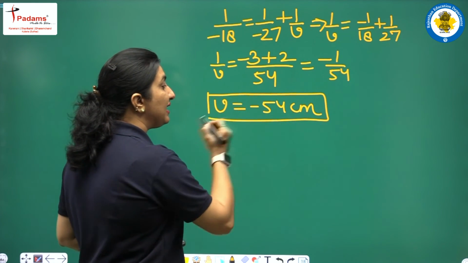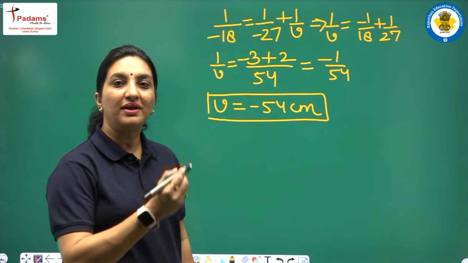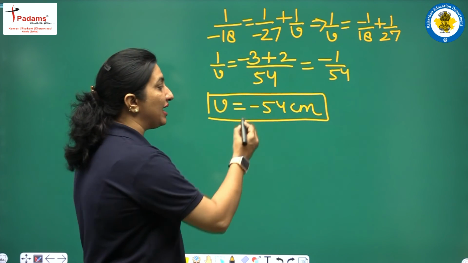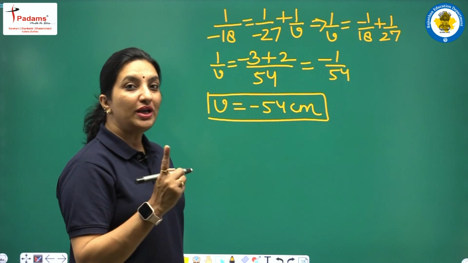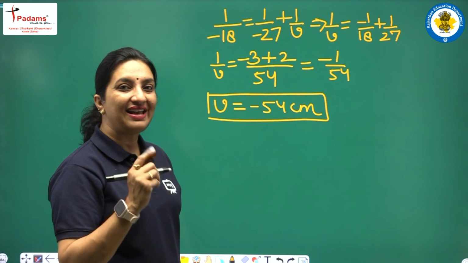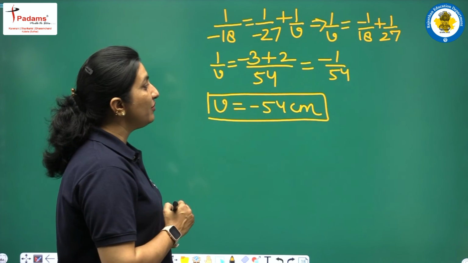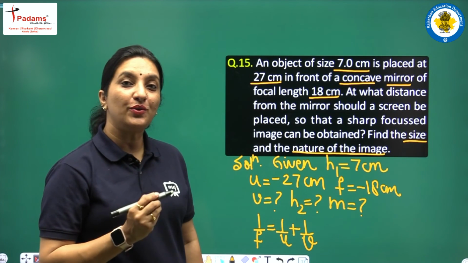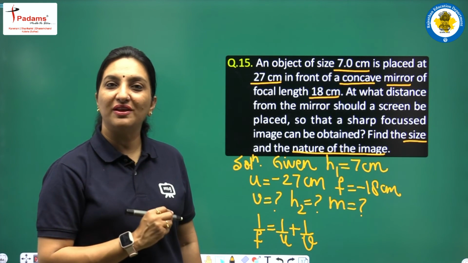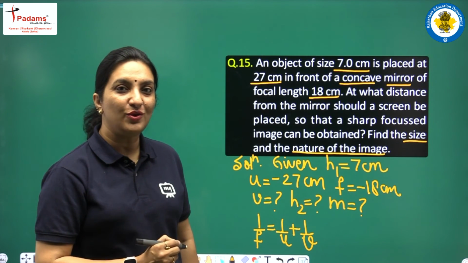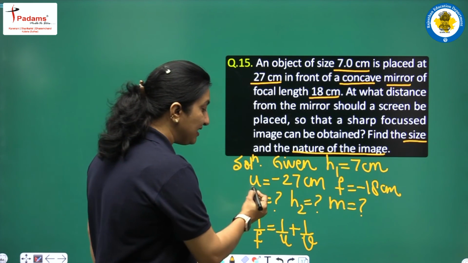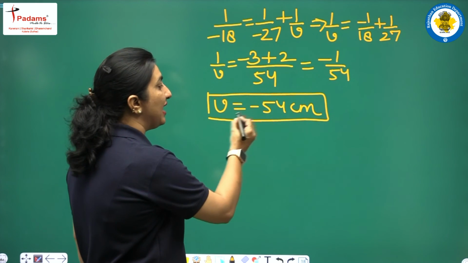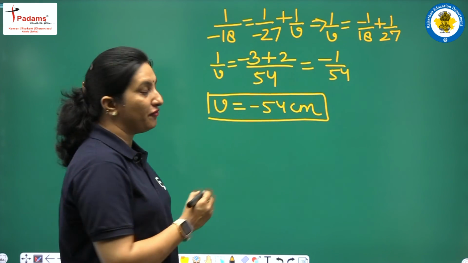Now students, here the negative sign indicates that the image is formed in front of the mirror, and since the image is formed in front of the mirror, the value is negative, and what we know is that the image is real and inverted. Now the next thing which they have asked is, find the size and nature of the image. Now we need to calculate the nature of the image, and nature of the image can be assessed by calculating the value of m, and for m we need the value of u and v. The value of u is minus 27 centimeters and the value of v is minus 54 centimeters.